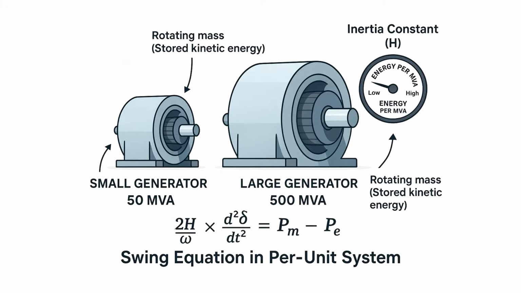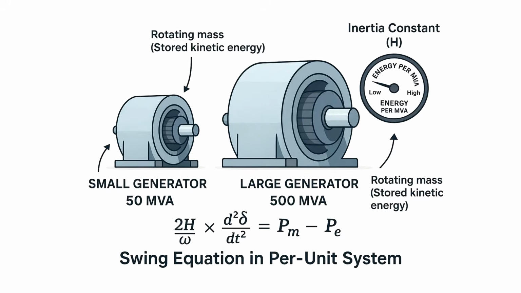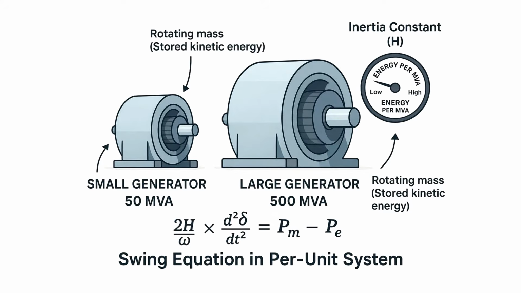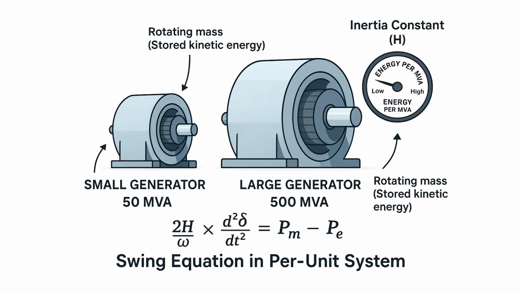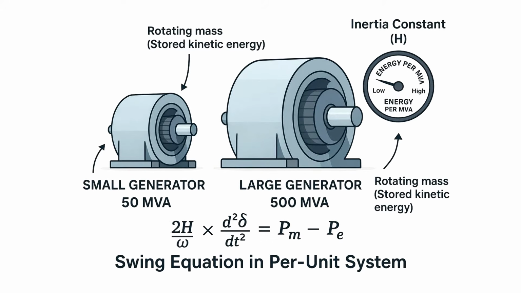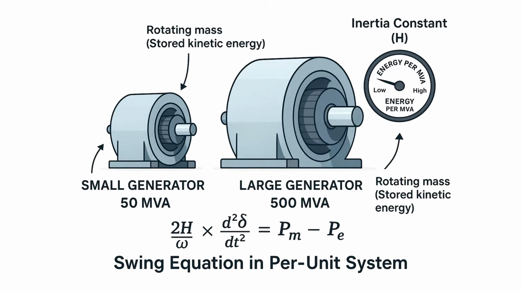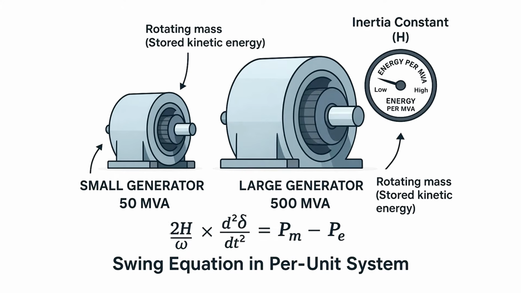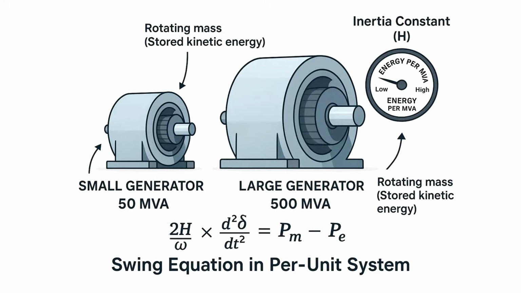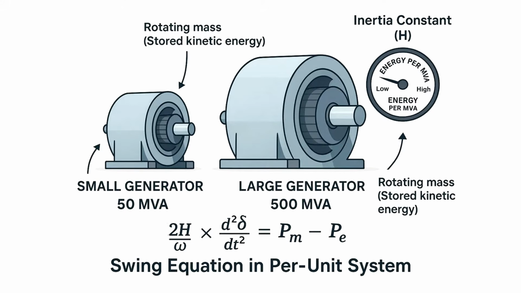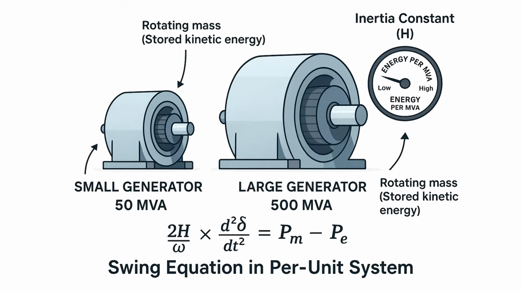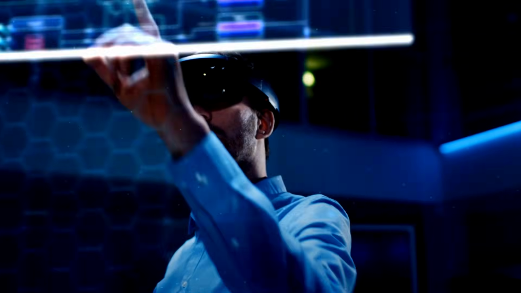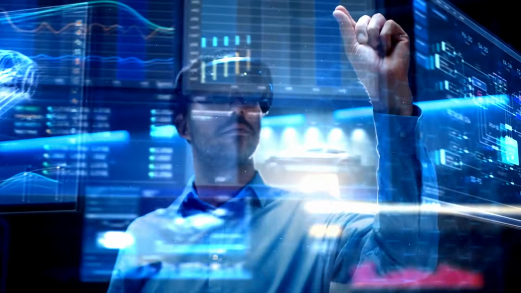Different machines have different sizes and inertias. To compare them easily, we use the inertia constant, written as H. H tells us how much kinetic energy is stored per MVA of machine capacity. When we use per unit values and express everything using H, the swing equation becomes 2H over omega times the second derivative of delta equals P mechanical minus P electrical. This normalized version lets engineers model any machine, big or small, using the same math.